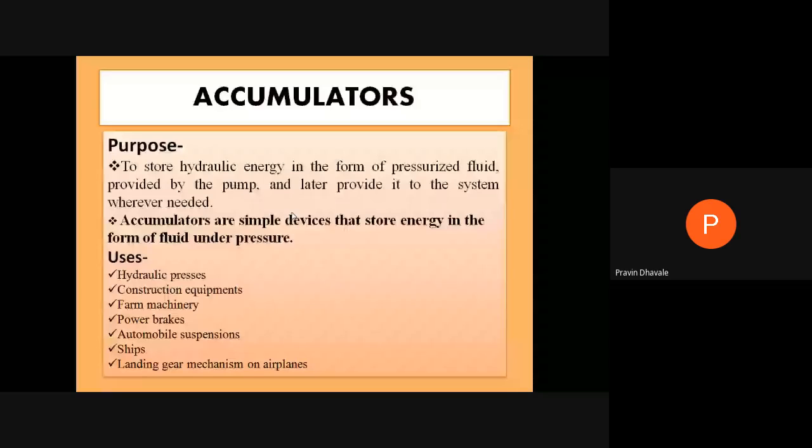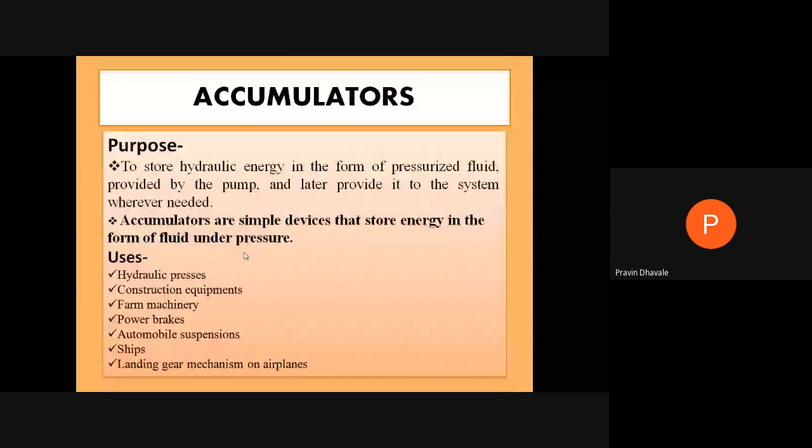Simply, accumulators are simple devices that store energy in the form of fluid under pressure. That is the definition of the accumulator. What is that? Accumulators are the devices that store the pressurized energy or hydraulic energy of the fluid. That is nothing but the accumulator.